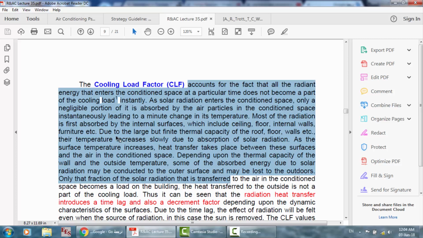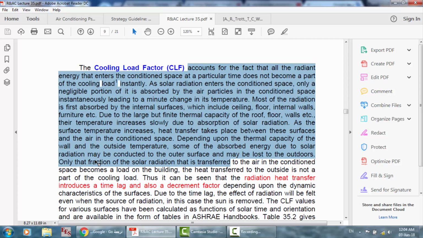Due to the large but finite thermal capacity of the roof, floor, walls, their temperature increases slowly due to the absorption of the solar radiation. As the surface temperature increases, heat transfer takes place between these surfaces and the air in the conditioned space. Depending upon the thermal capacity of the wall and the outside temperature, some of the absorbed energy due to solar radiation may be conducted to the outer surface and may be lost to the outdoors.